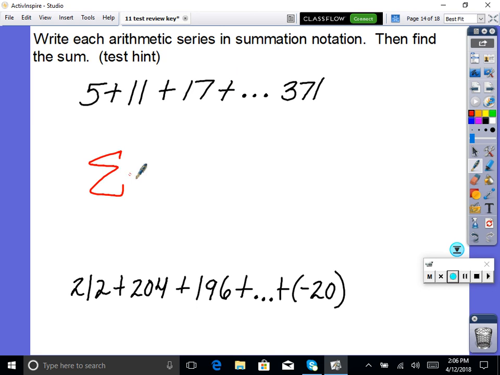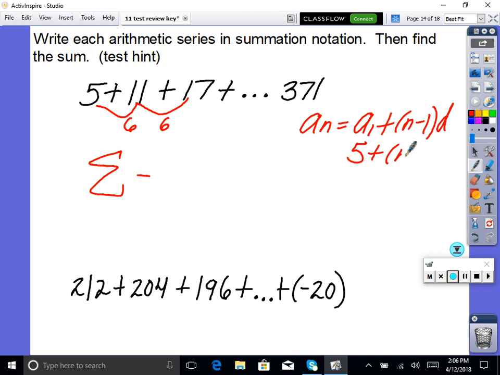Now we put our explicit formula. There's a common difference. This minus this is 6. This minus this is 6. So a sub n is equal to a sub 1 plus n minus 1 times d. So our a sub 1 is 5 plus n minus 1 times 6. Take 6 in. We have 5 plus 6n minus 6. So our formula in here is 6n and then minus 1. 5 minus 6. 6n minus 1.